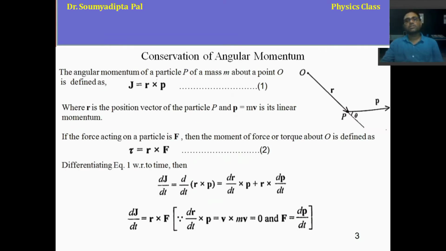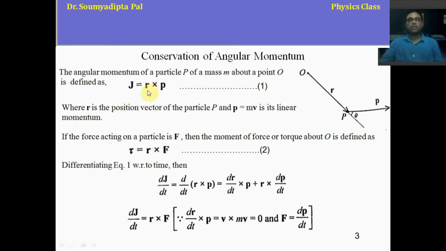Now come to the conservation of angular momentum. How does angular momentum come about? It comes due to the rotation of a particle. Here you can see this is a particle and this is a reference point. If we apply a force along this direction, you are giving a momentum to that particle, right? So due to that we will get the angular momentum.